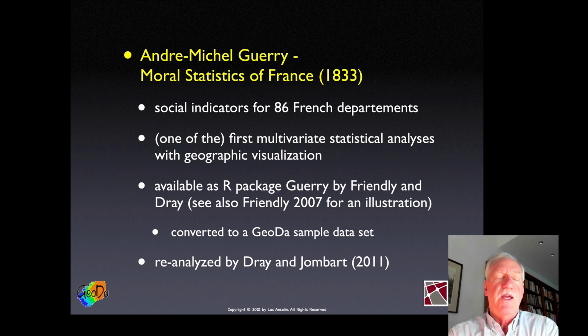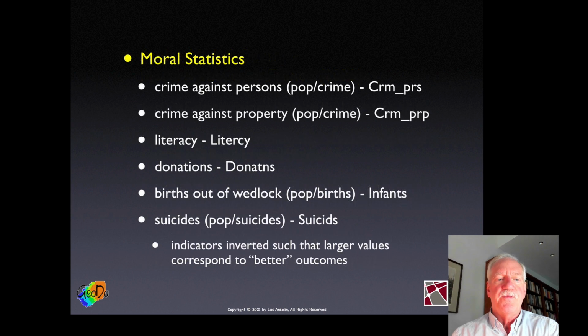And the data is a sample data set in GeoDa. It's also available as an R package, and it's been analyzed and reanalyzed a number of times as a classic example of illustrating geographical analysis with multivariate data. The 6 variables that we use are crime against persons, crime against property, literacy, donations, births out of wedlock, and suicides. And Guéry used a weird convention.